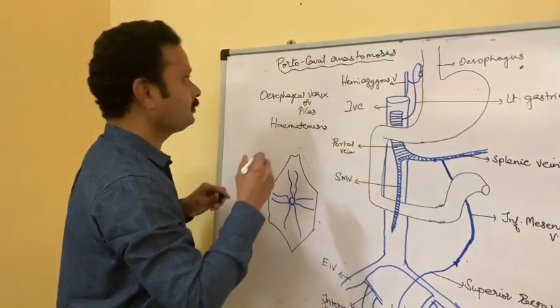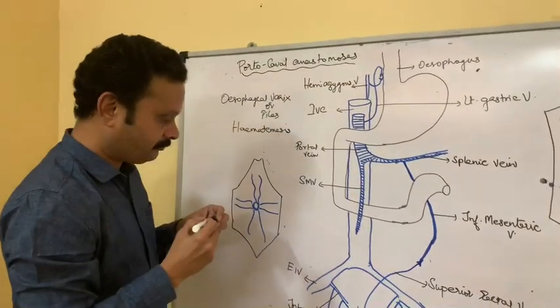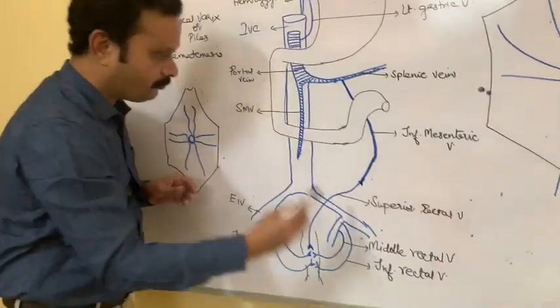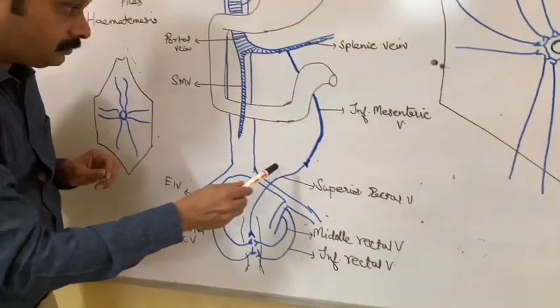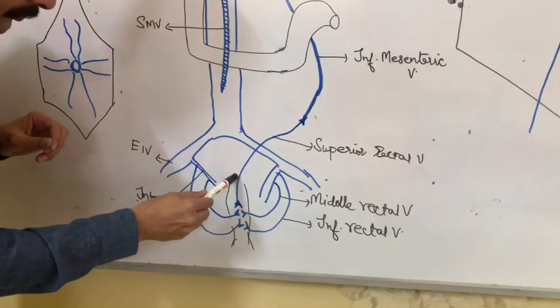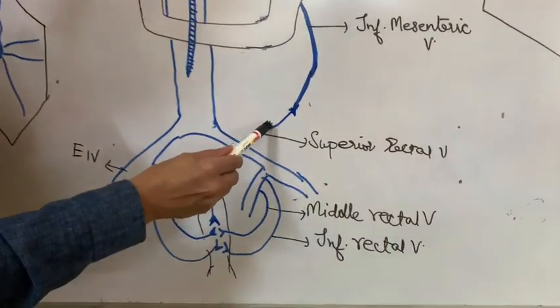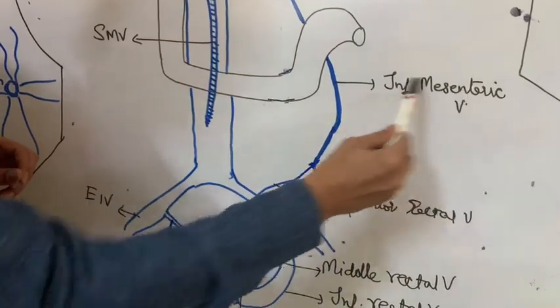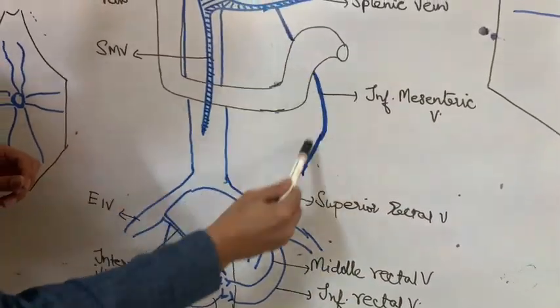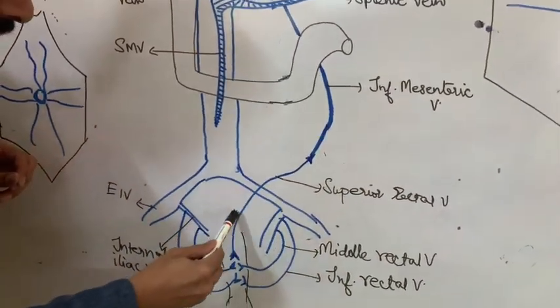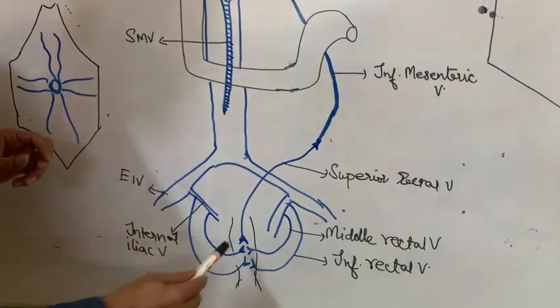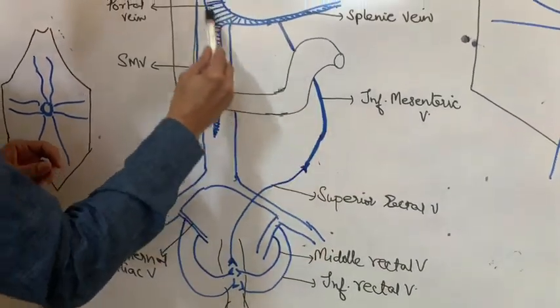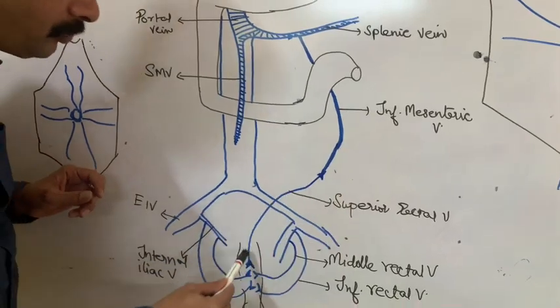So this is the first one. Second one, concentrate here. This is the superior rectal vein, a tributary of the inferior mesenteric vein. This is the inferior mesenteric vein, and a tributary of it is the superior rectal vein, belonging to the portal system.